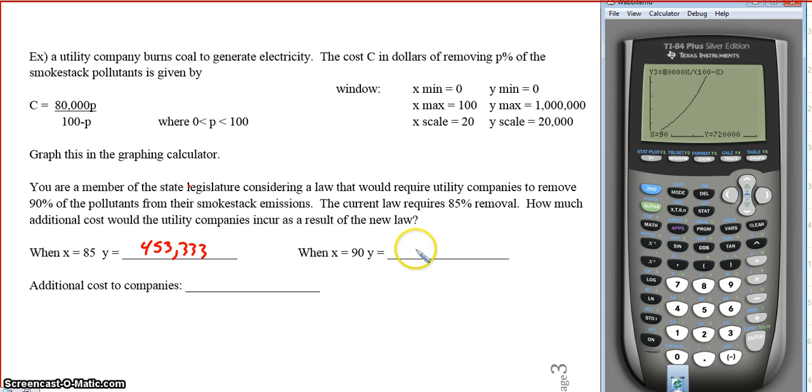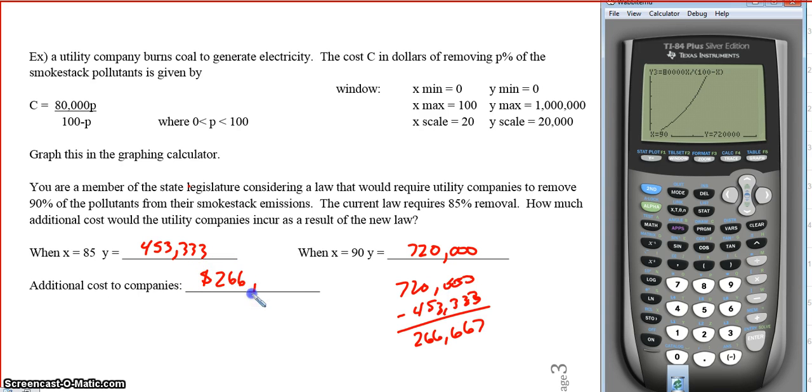If I change it to remove 90%, it's $720,000. So as a new lawmaker, I might say, am I really willing to risk having these companies spend this much money, because then I might not get their vote. So what it's going to cost the company, if I subtract these two, it's going to cost these companies over $250,000 to remove 5% more emissions from their smokestacks.